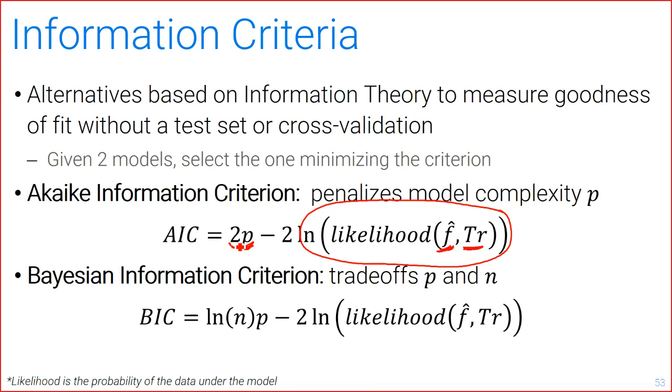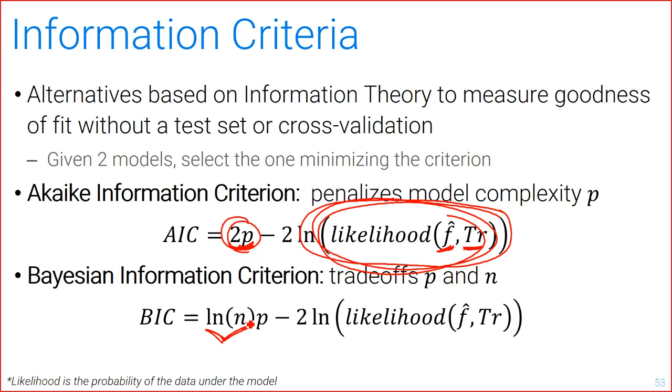So given any two models, we could always choose the one with the lower AIC. It would be the one with the best trade-off between the probability of the data given the model and the complexity of the model. Or we could go for the Bayesian Information Criterion, which is essentially the same thing, but it's incorporating here the size of the training data.